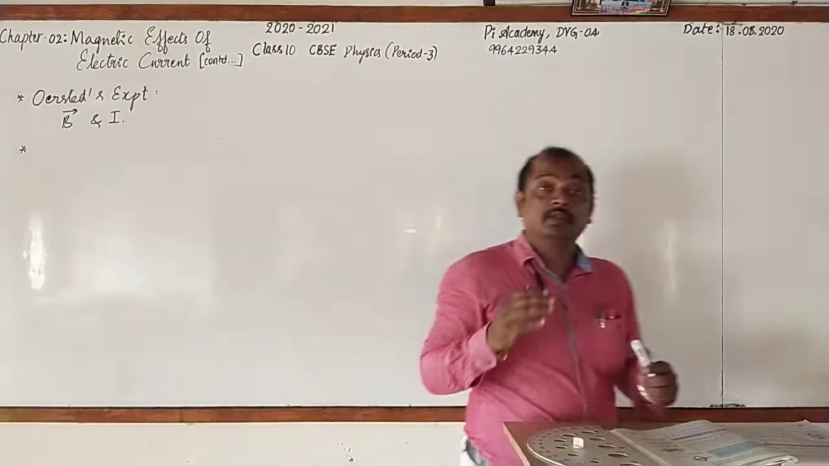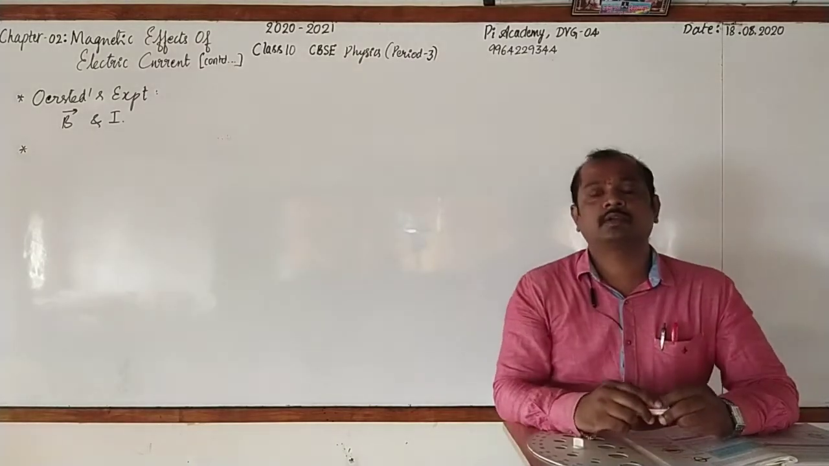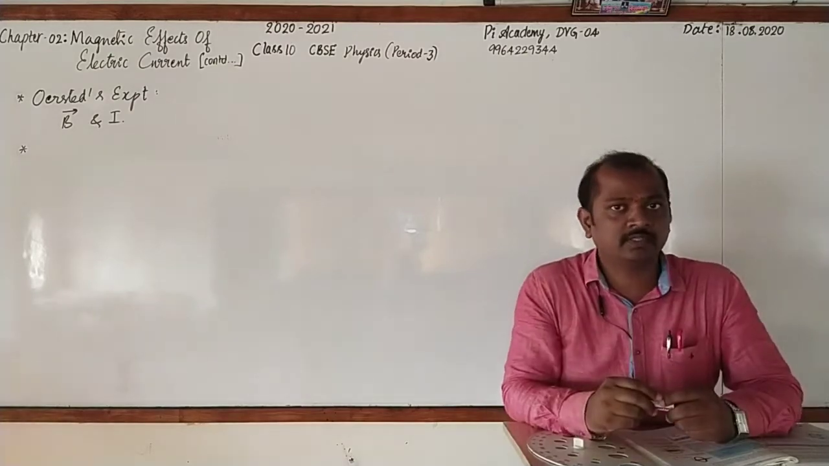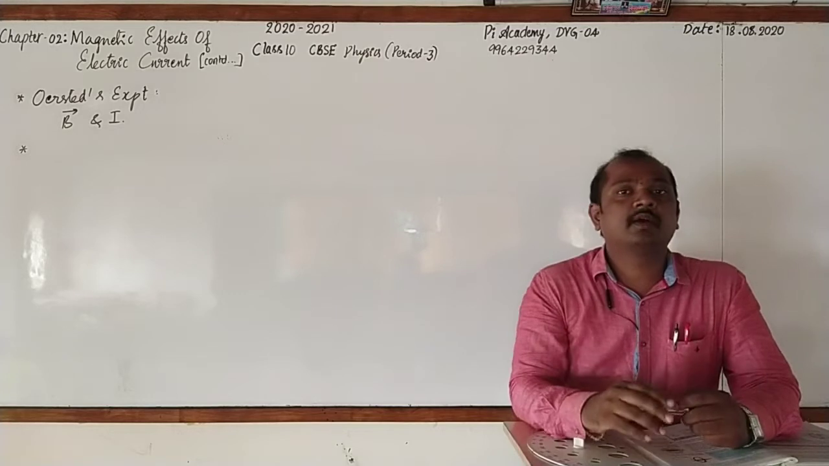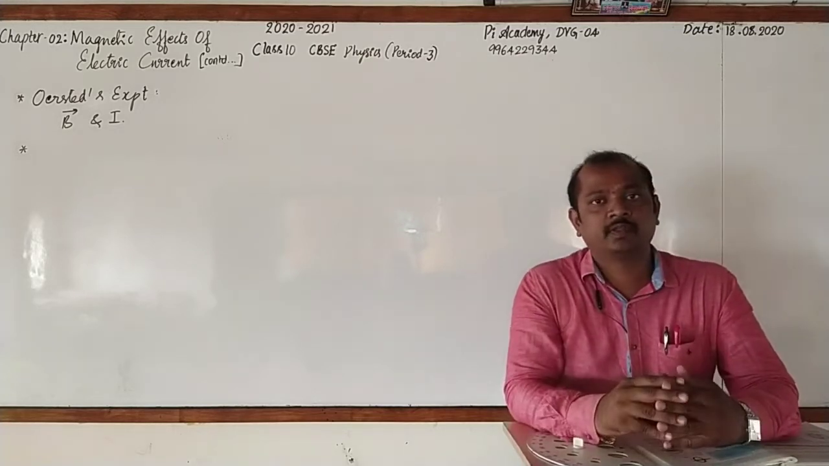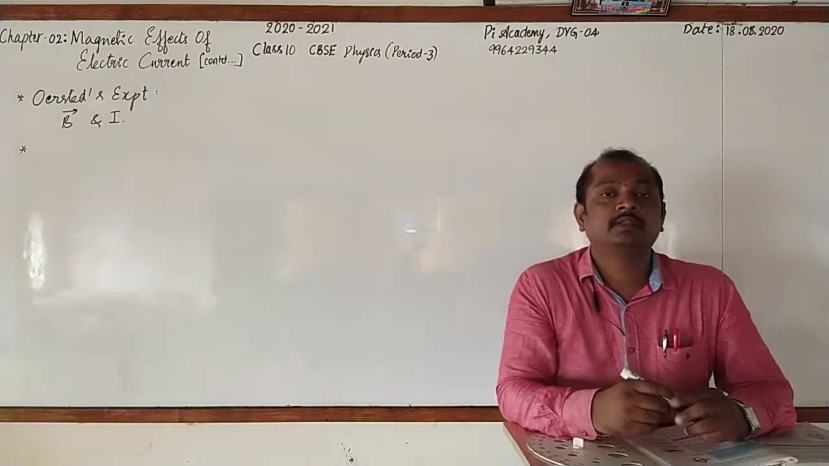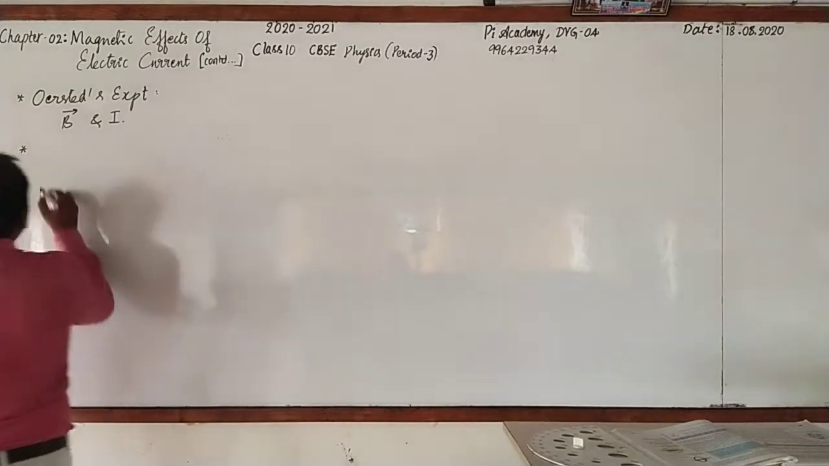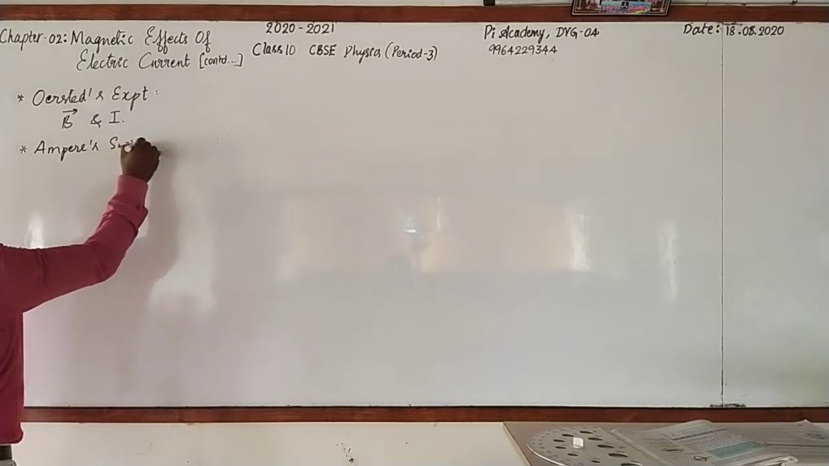Then there we come across when electric current flows through the conductor, the magnetic field is developed around it, right? And due to this, the magnetic needle in the compass gets deflected. And the direction of deflection can be known by using the law. What is that law? You are right, Ampere's swimming rule.